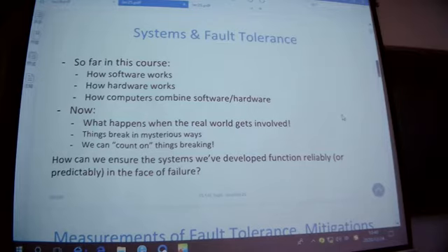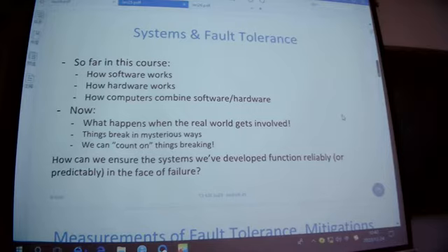So far in this course, we can see in computer science, we want to know how software works, how hardware works, how computers combine software and hardware. This is a difficult problem. Now, what happens when the real world gets involved? Things break in mysterious ways. We can count on things breaking. So we can see this is the problem in our course.